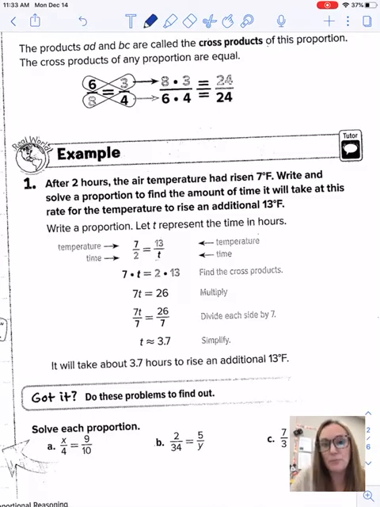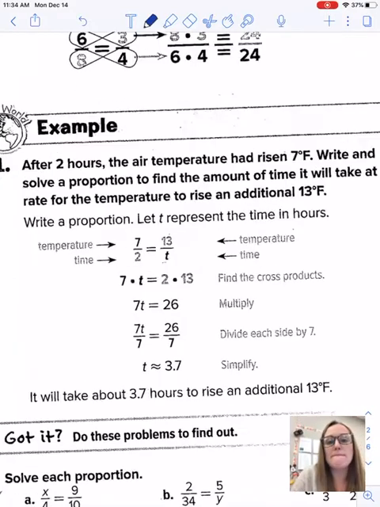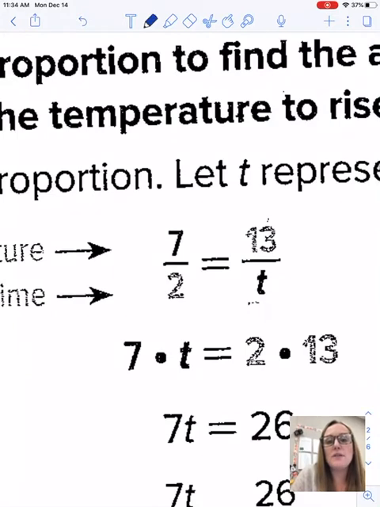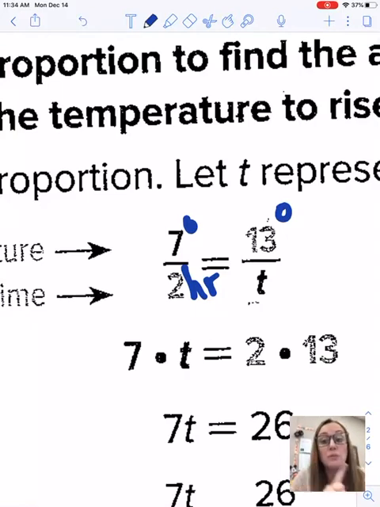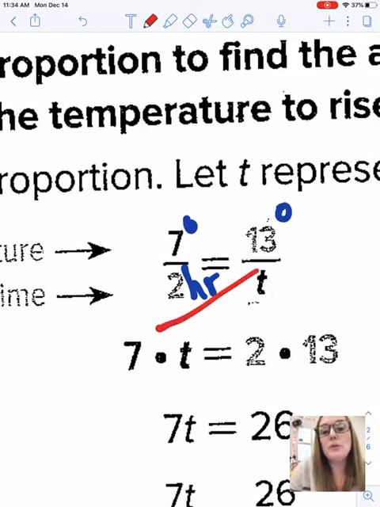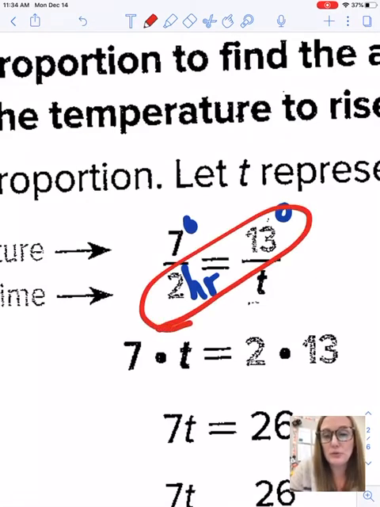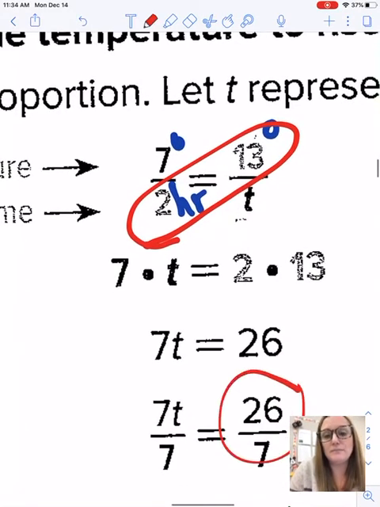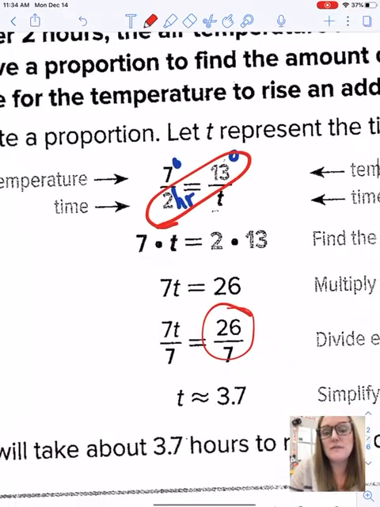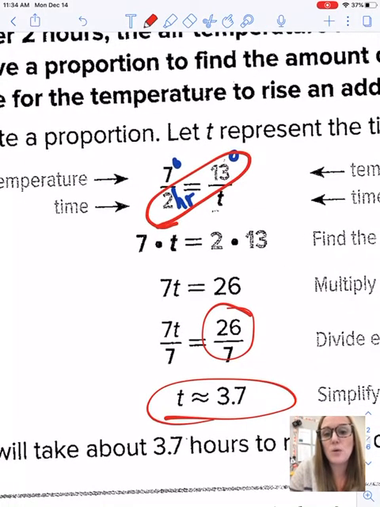Example 1, there's a good example to look at for air temperature and hours and how they set up the proportion. You have 7 degrees for 2 hours. 13 degrees would be how many hours? So notice degrees and degrees are both on the top. Your loop is 2 times 13, so you would multiply those. And then you would divide by 7. So 2 times 13 is 26. Divide by 7, you get 3.7 hours.